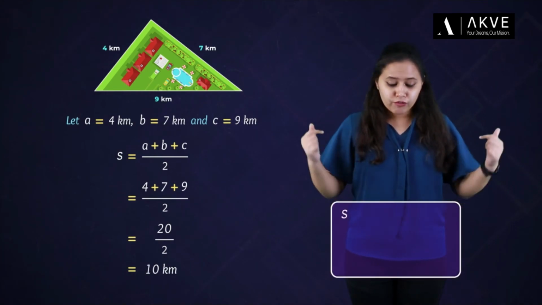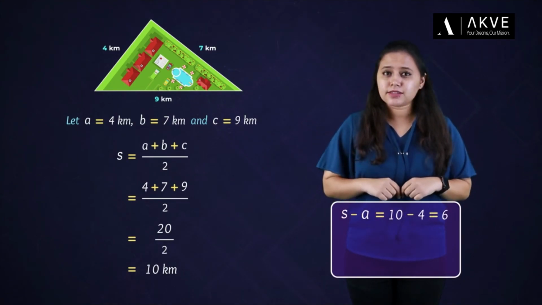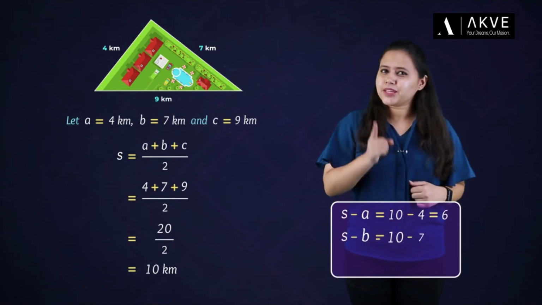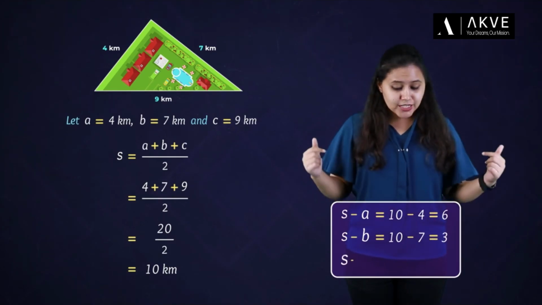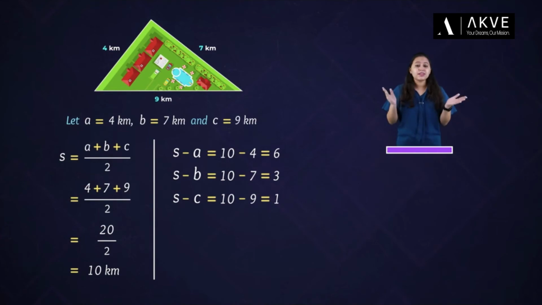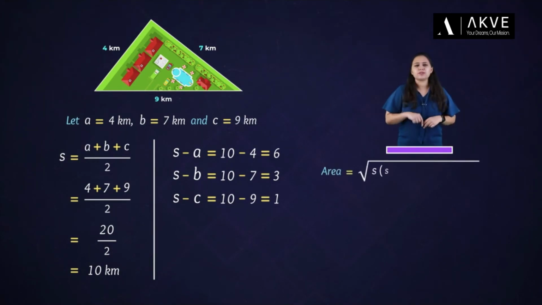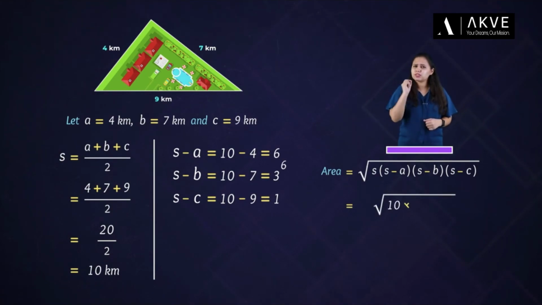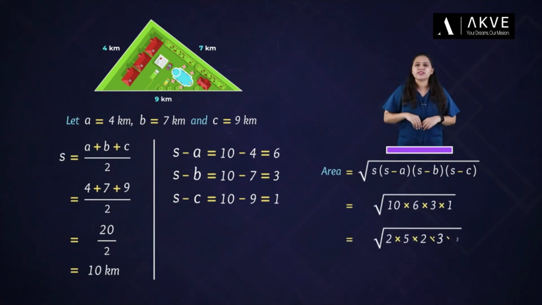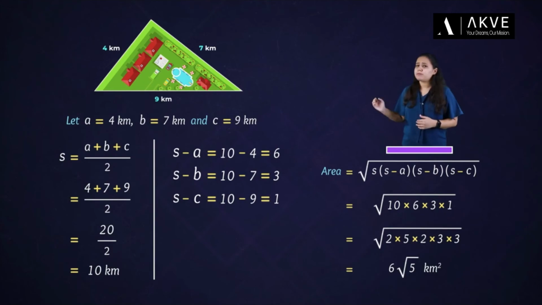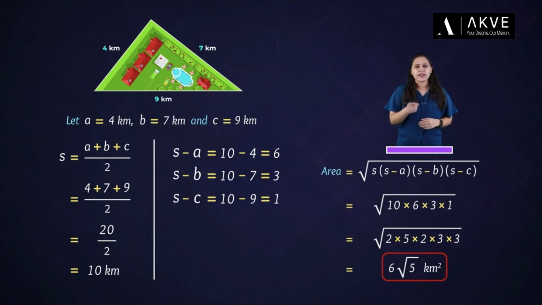So, the value of S minus A is 6, the value of S minus B is 3, and the value of S minus C is 1. Now, we substitute the values of S, A, B and C in Heron's formula, which is under root S into S minus A into S minus B into S minus C. Thus, we get area is equal to under root 10 into 6 into 3 into 1. And on further solving, we get 6 root 5. Thus, the area of the triangular park is 6 root 5 square kilometers.